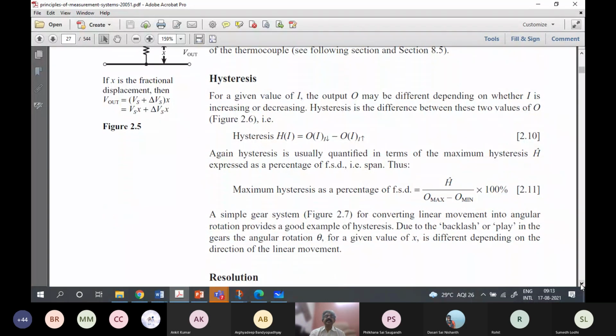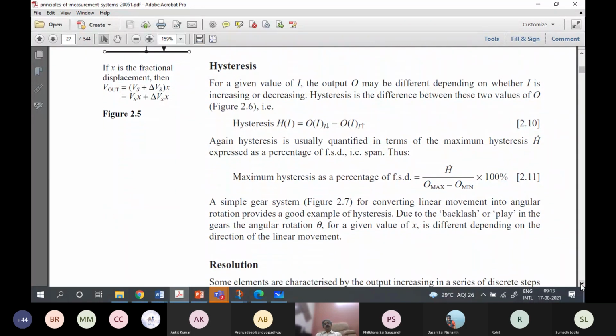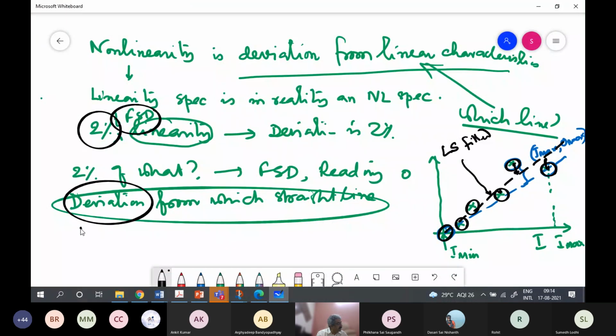Then comes hysteresis. There are some devices where the hysteresis can be considerable. What is hysteresis? We all know magnetic hysteresis. It means that if you are increasing the readings, then you will get a characteristic like this. When you are returning and decreasing the input, then the readings will come through a different path.